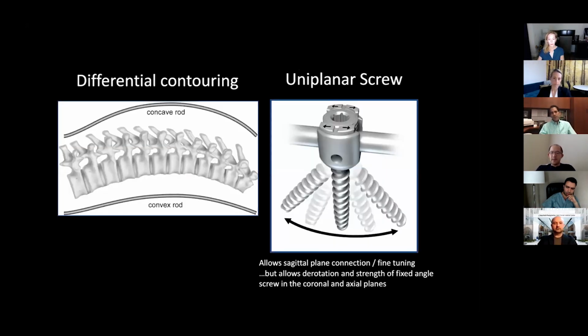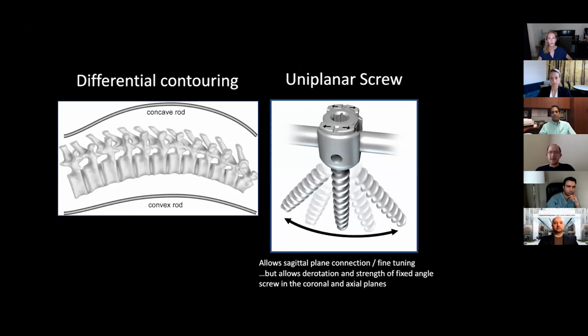I also use the techniques of differential rod contouring, and in this patient with excellent bone density, we can use uniplanar screws rather than polyaxial screws to get very good coronal and axial plane correction, but still retain the ability to fine-tune the kyphosis in the sagittal plane.